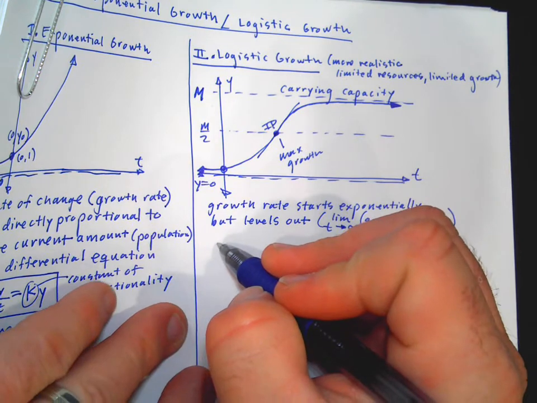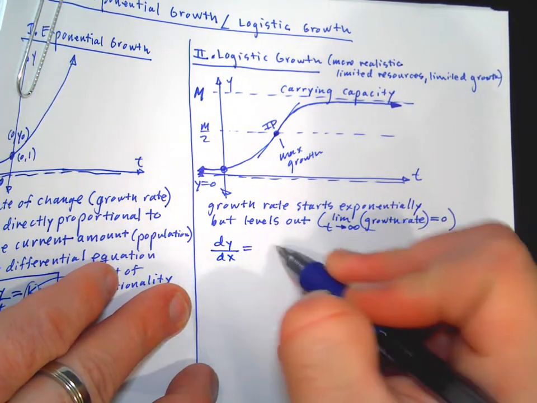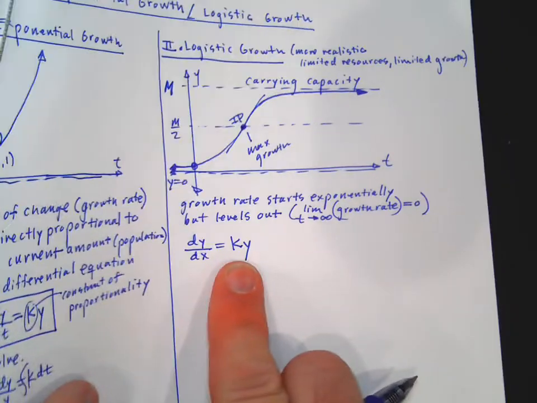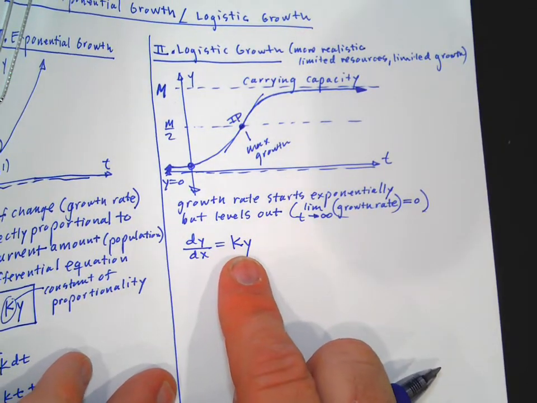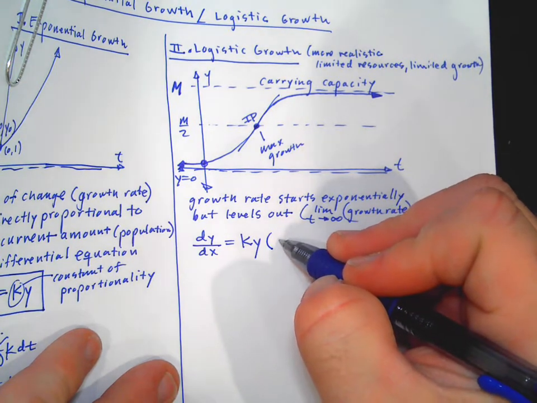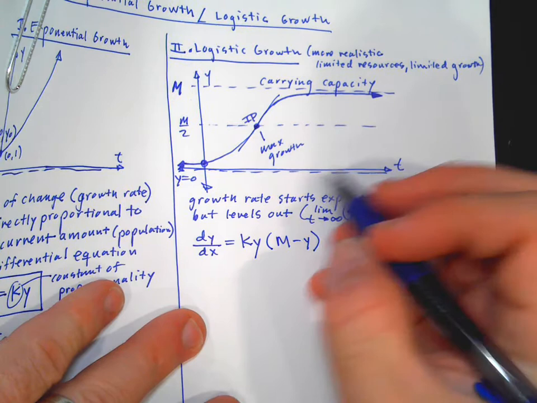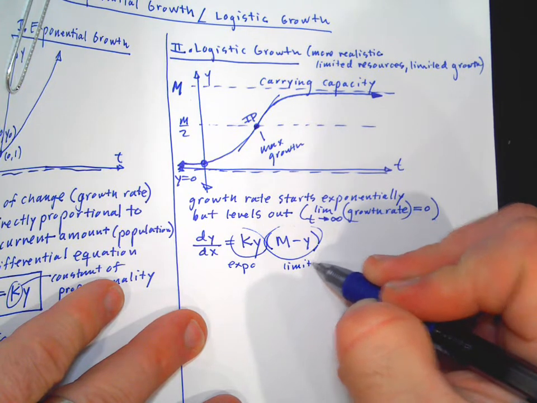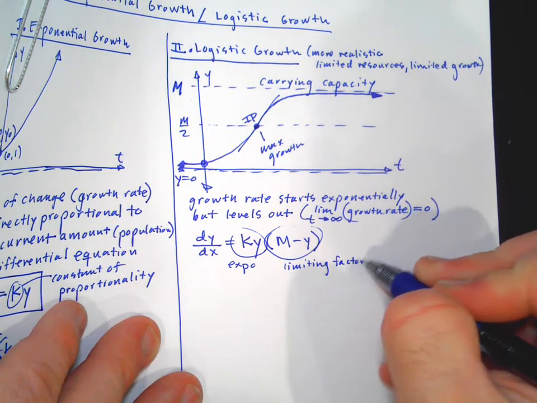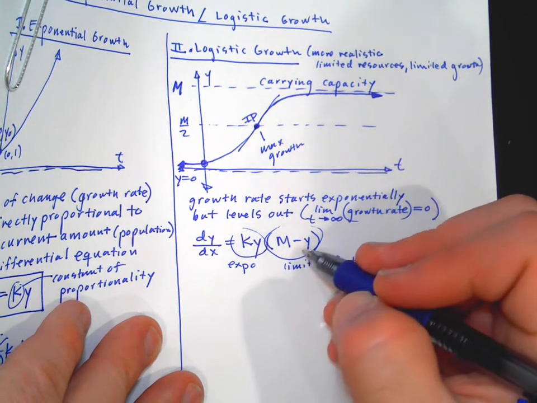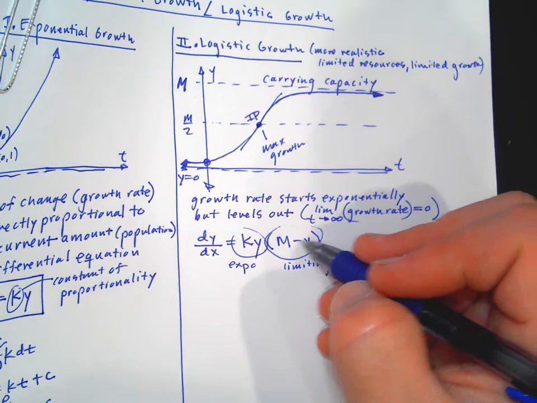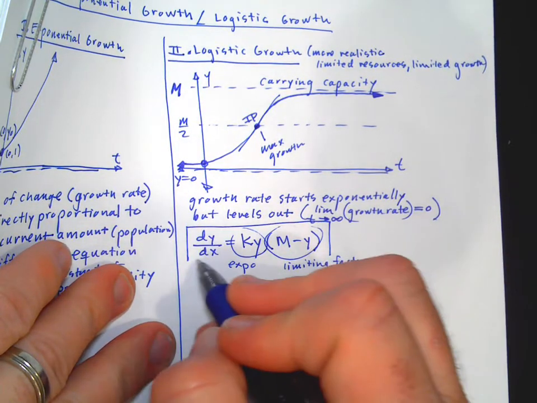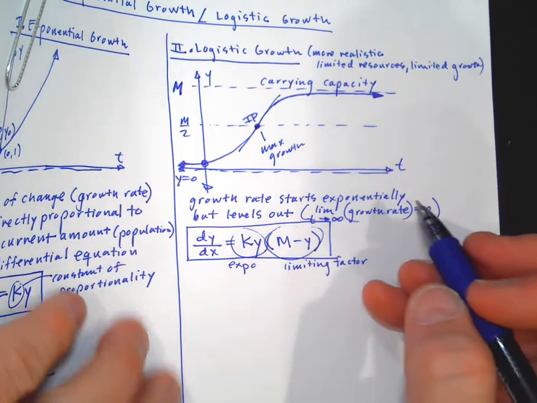So the differential equation that goes with this does have this ky element. It does have an exponential aspect of it that dominates it when y is not very big. And then it has this other limiting factor, n minus y. Okay, so this is exponential, and then this is the limiting factor. And so at first, the m is actually kind of built in with the k value. But when y gets really close to m, this term gets really tiny and makes the whole thing get really small and go to zero. The closer y gets to m, the closer this term goes to zero, the whole thing goes to zero.